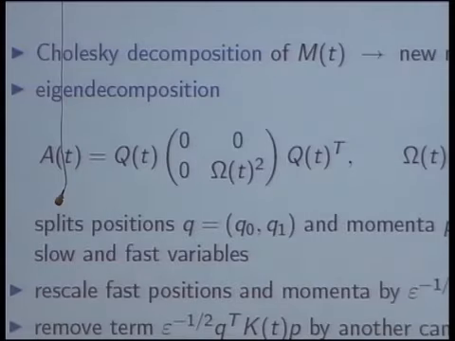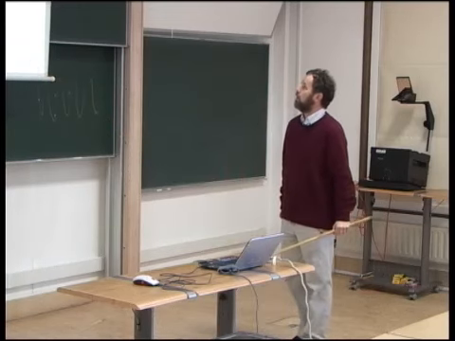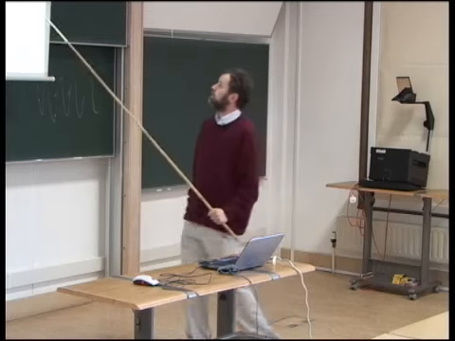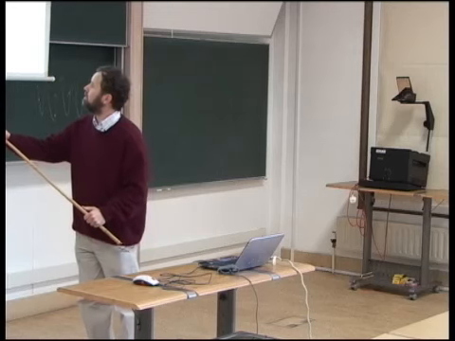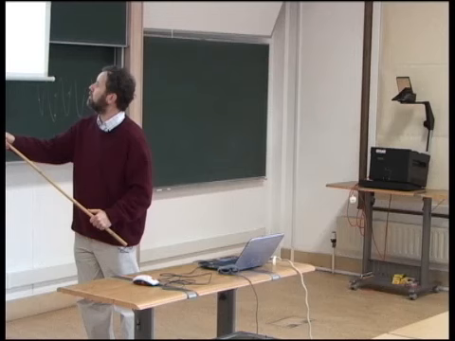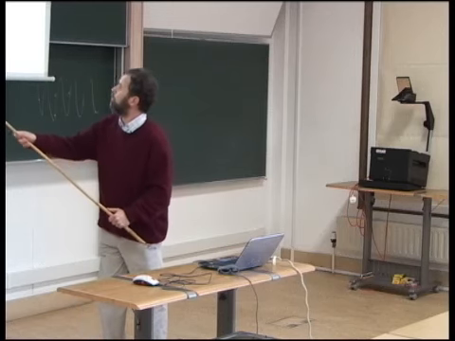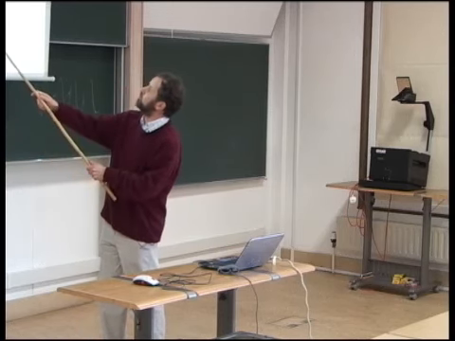It's then useful to rescale positions and momenta so that they become of the same size, under the assumption that our system has an energy which is bounded uniformly in epsilon. This requires rescaling by epsilon to the minus 1/2 for the positions and epsilon to the 1/2 for the momenta, which unfortunately leads to a term with a negative power, epsilon to the minus 1/2, in front of one of the terms which result from the transformations that we have done previously.